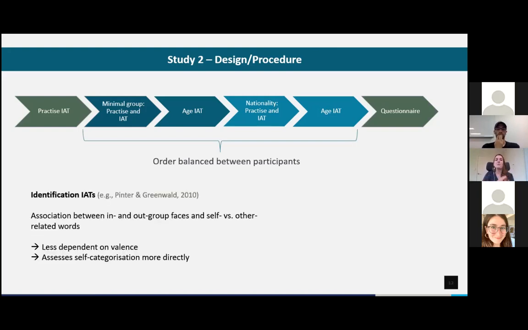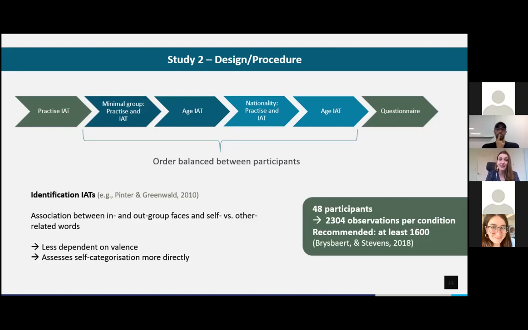Another important change that we made in the second study is that we used a different type of IAT. You might have already noticed that in our first study, we relied quite heavily on in-group bias, and we might not actually see in-group bias with all social identities. We did find it with the ones that we tested, but for example, if you have a stigmatized group, you might not find this typical in-group bias. So we wanted a measure that relies less on valence and assesses self-categorization more directly. We did this with the identification IAT, and the only change is really that rather than using good and bad words, this IAT uses self versus other words. So it assesses self-categorization directly. And we tested 48 participants in this study.